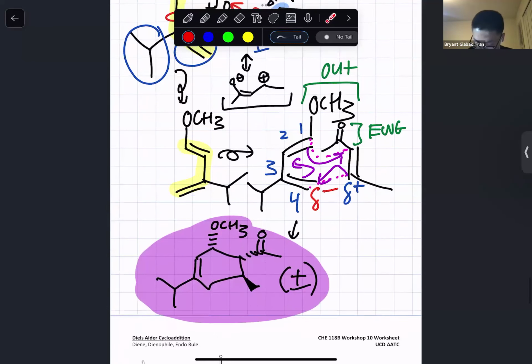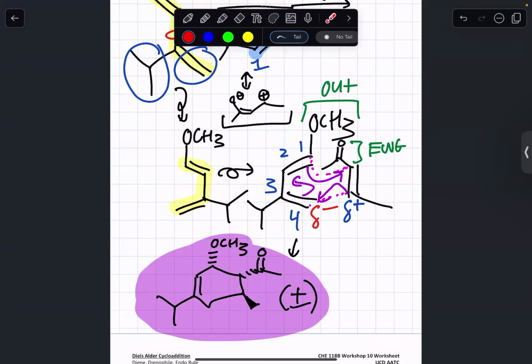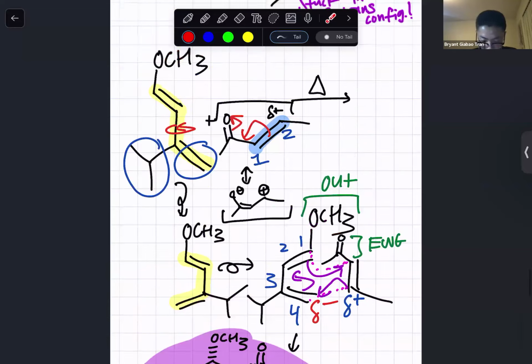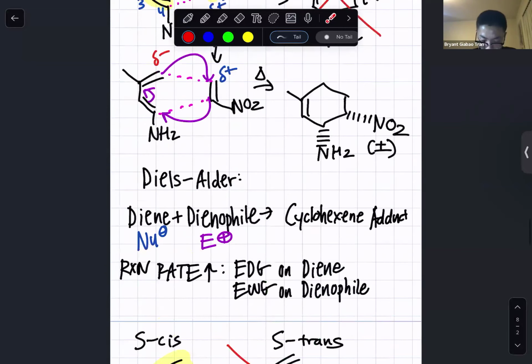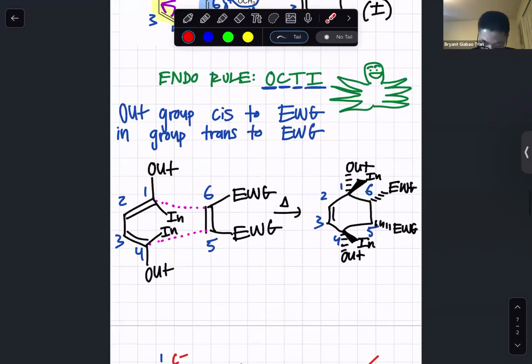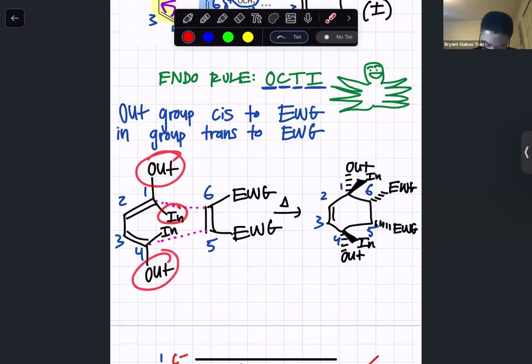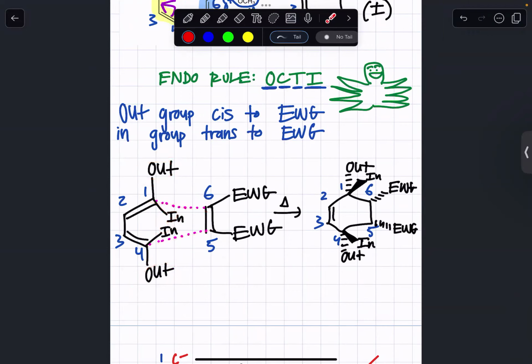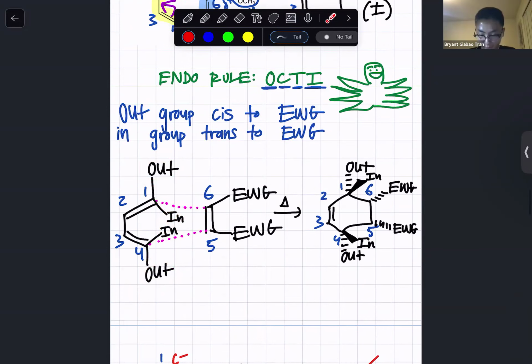Sorry, I'm confused about the methyl. Wouldn't it also be like an out group, so wouldn't it also be cis with the rest of it? Yeah, so when we talk about out and in groups, we only talk about the diene, which is this out and in group here. The out group is facing away from this pocket. The in group is facing in the pocket for the diene. You don't look at the dienophile at all for the out and in.